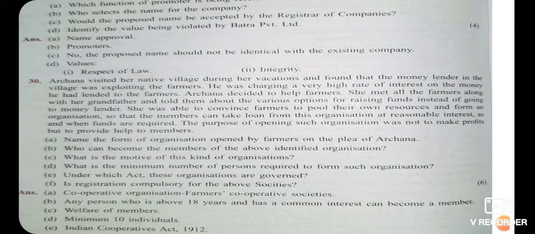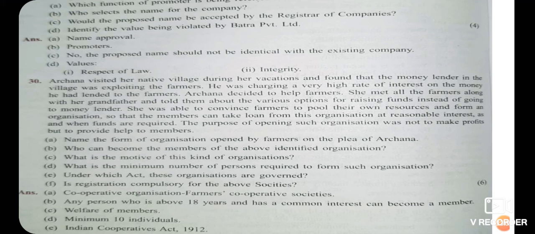And when the funds are required, the purpose of opening such organization was not to make profit but to provide help to members. So if you remember the types of forms of organization, it is only cooperative society which is run for welfare of the members. So the last line, purpose is not making profit but to help the members, that is welfare of the members. So it is a cooperative society, children. Okay, and farmers cooperative society.